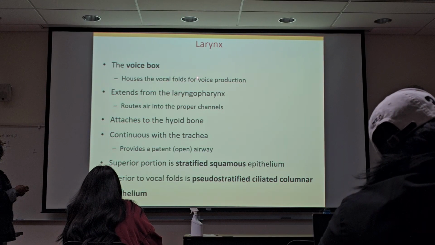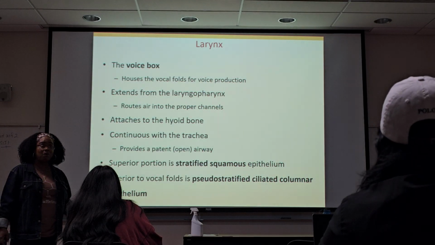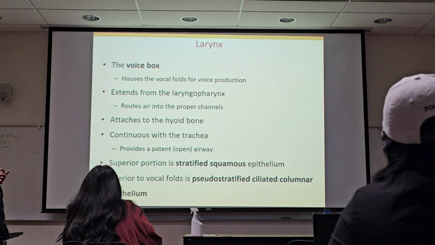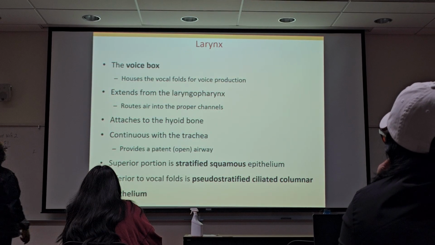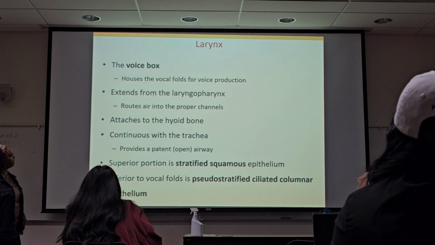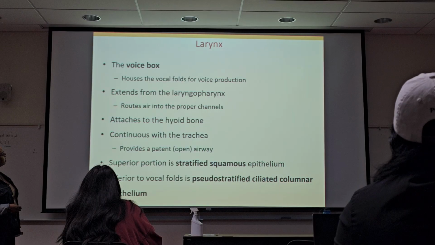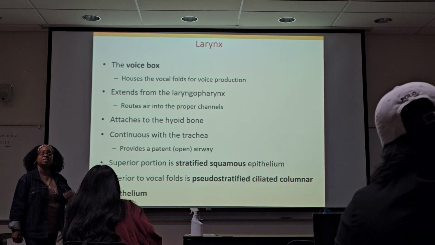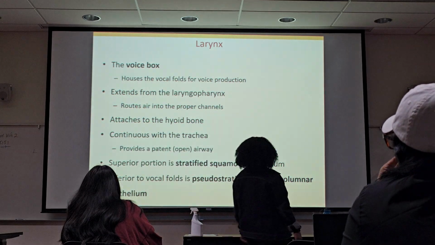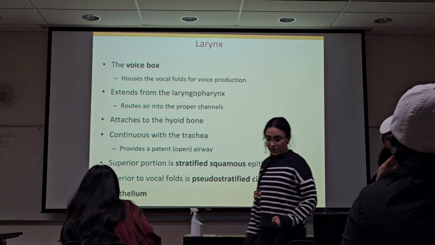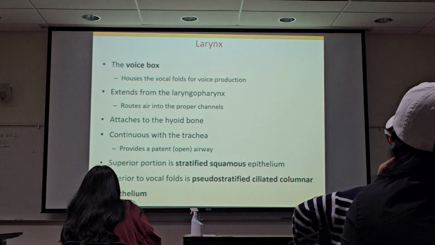The larynx, also called the voice box, is where we find our vocal cords, helping to make our voices. Again, the larynx extends from the laryngopharynx, which allows air to flow into the larynx. The larynx itself is attached to the hyoid bone. Remember the hyoid bone? The larynx will continue down and lead us into the trachea.